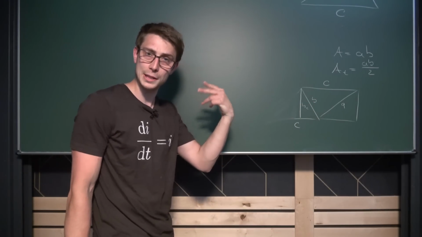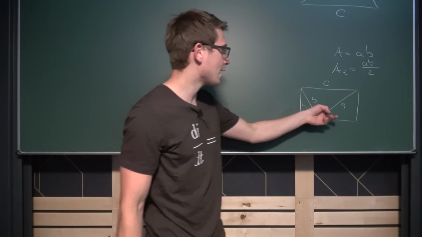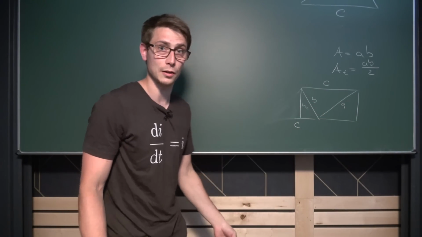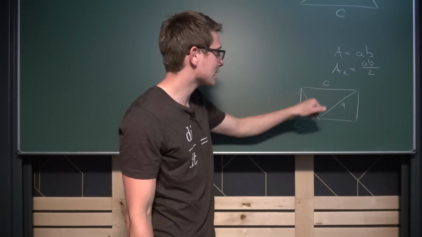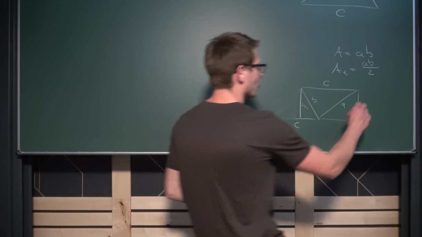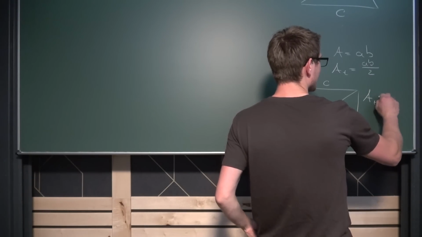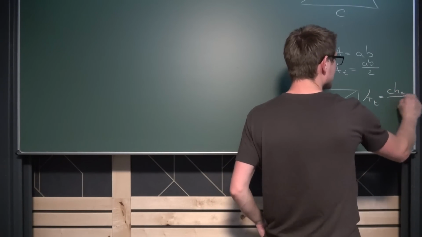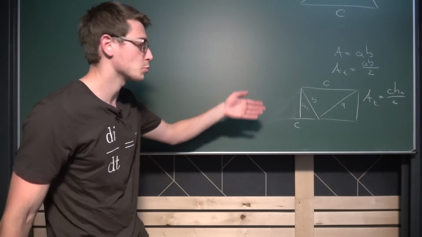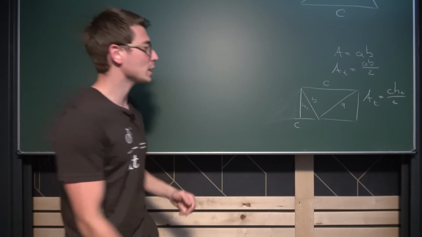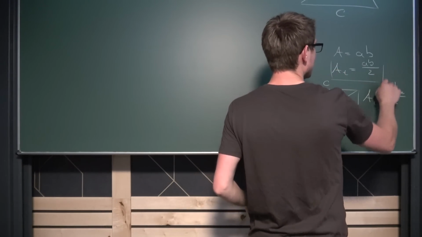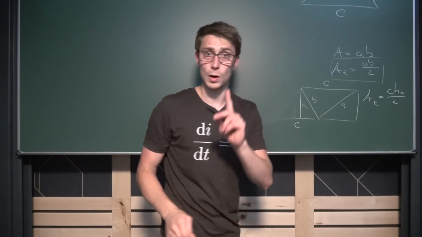You can actually repeat this process with all the other sides too in a general triangle. So what you're going to get is 2 times the area of the triangle is the area of this rectangle, C times the height on C, giving you overall, if you halve this, that the area of the triangle is C times the height on C divided by 2. You can go through this process too with A and the height on A, and B and the height on B. Those are 2 equivalent formulations for the area of a right triangle.